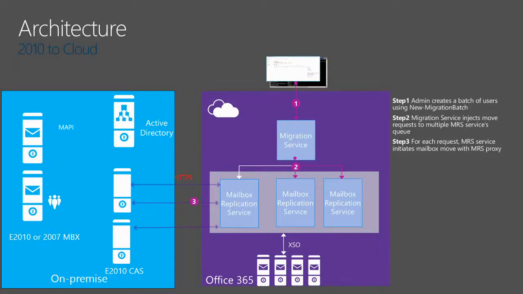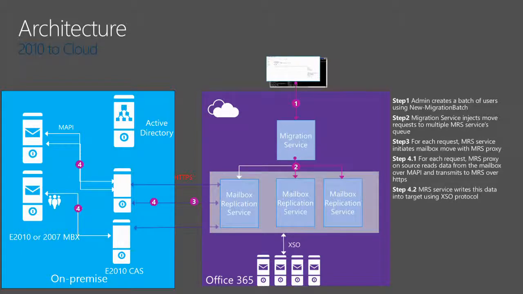The MRS proxy, in turn, will reach out to these various backends over MAPI, read the data over MAPI, push it into the cloud over HTTPS, and then the MRS in the cloud will write the data to the backend using XSO. All these services, the MRS service and the MRS proxy service, run straight in the backend. We don't run it anywhere else. It's as close to the database as possible. And so from a throughput efficiency point of view, this is the most efficient architecture for this system. And then in finalization, the mailboxes in the on-premise environment get converted to MEUs.